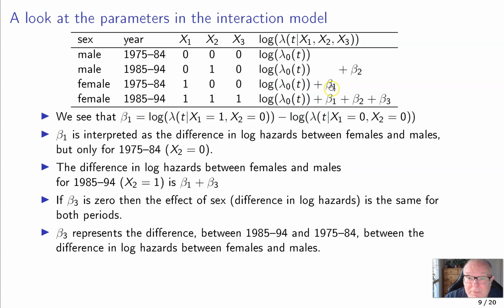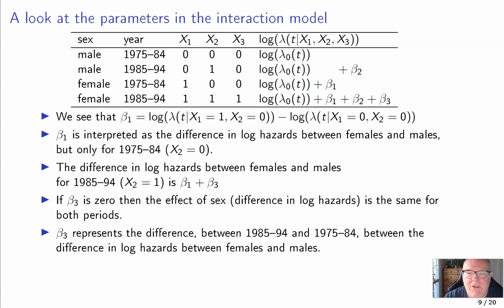So beta 1 is the effect of sex when x2 is 0. So we have females in the early period minus males in the early period. That's beta 1. So beta 1 is the effect of sex for the reference level of period.